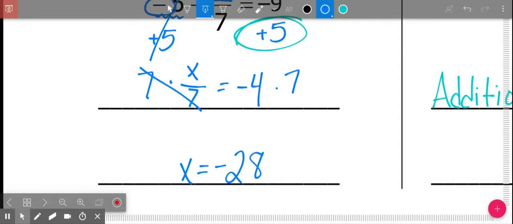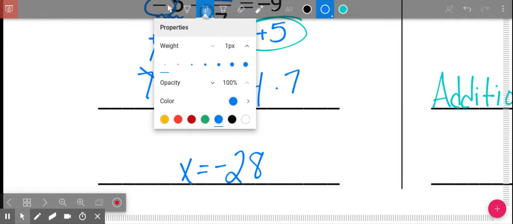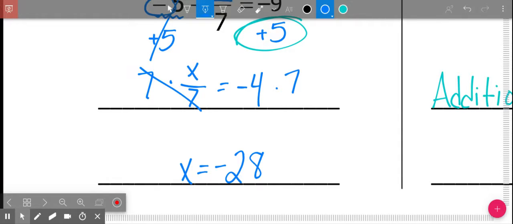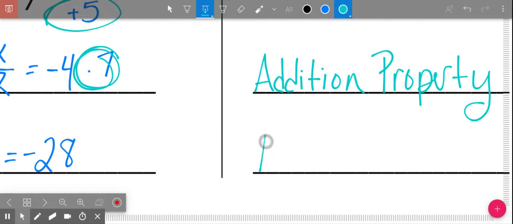So we need to say what were we actually doing in that step? Well, in that step, we were using division. Or not division, my bad, we were using multiplication. So since that's what we were using, our multiplication property.